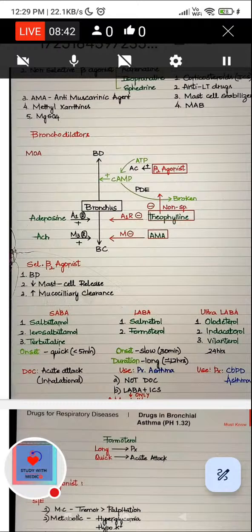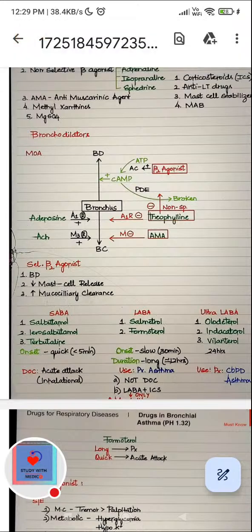Okay, so let's talk about bronchial asthma. I think I am perfectly audible. Okay, and my phone is charging or not? Yes, it's on charge. Okay, so everything all right.